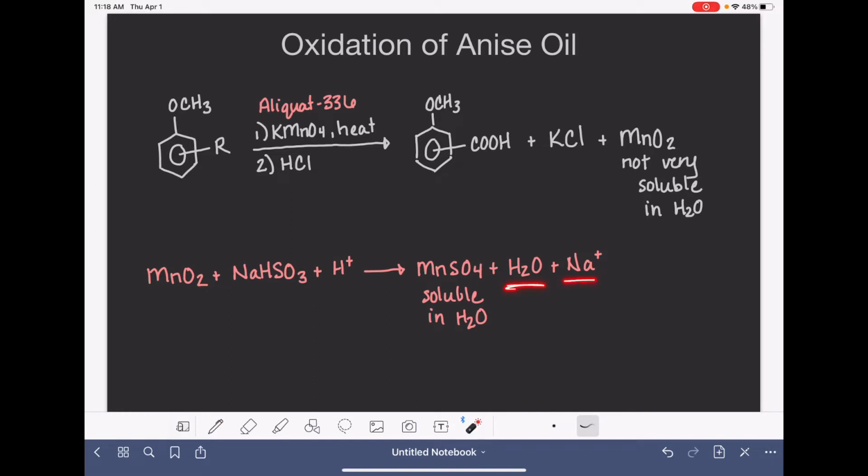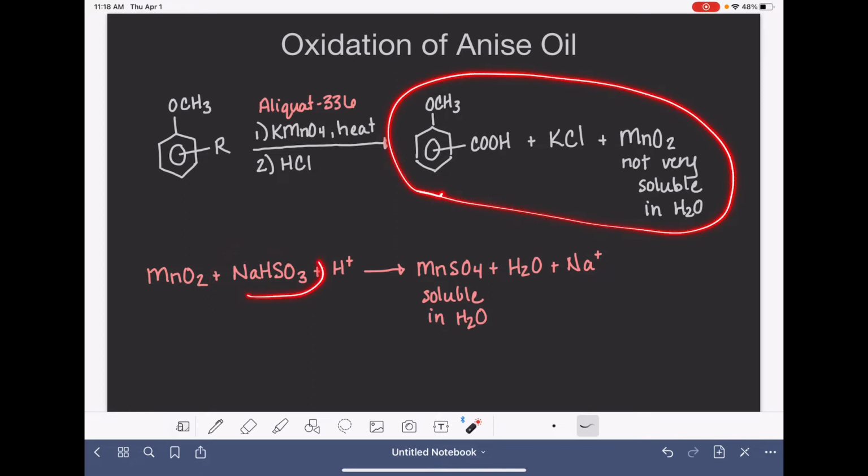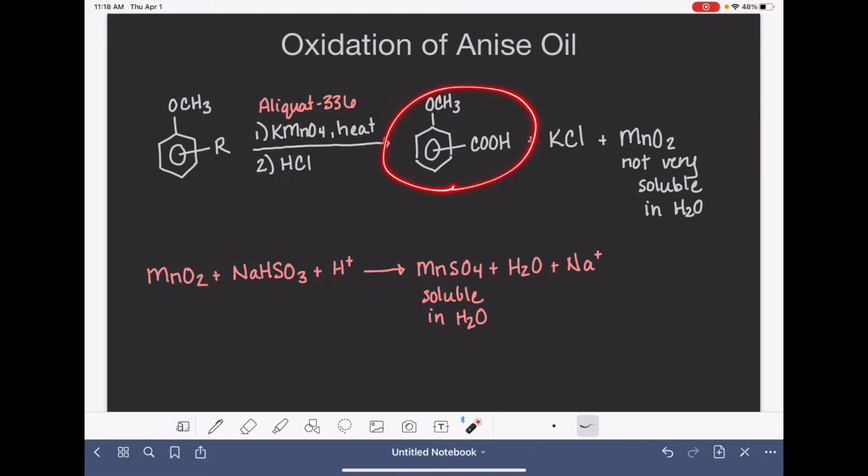And obviously water and the sodium ion are soluble as well. So what we're going to do next is add some of this sodium bisulfite, and we're going to add it straight into this whole entire mixture right here. The sodium bisulfite is not going to do any significant damage to the product of this reaction. It is going to convert all of the manganese dioxide into something that is water soluble so that we will be able to rinse everything away.